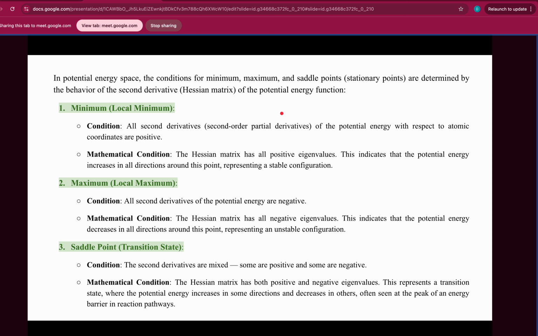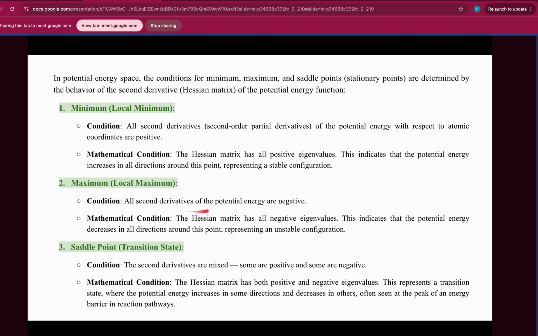If you are interested, I have also mentioned in detail what each point means. The conditions for minimum, maximum and saddle points are determined by the behavior of the second derivative, which is obtained from the Hessian matrix of the potential energy function. Minimum means local minimum. So if all the second derivatives of the potential energy with respect to atomic coordinates are positive, then it is in the local minima state.